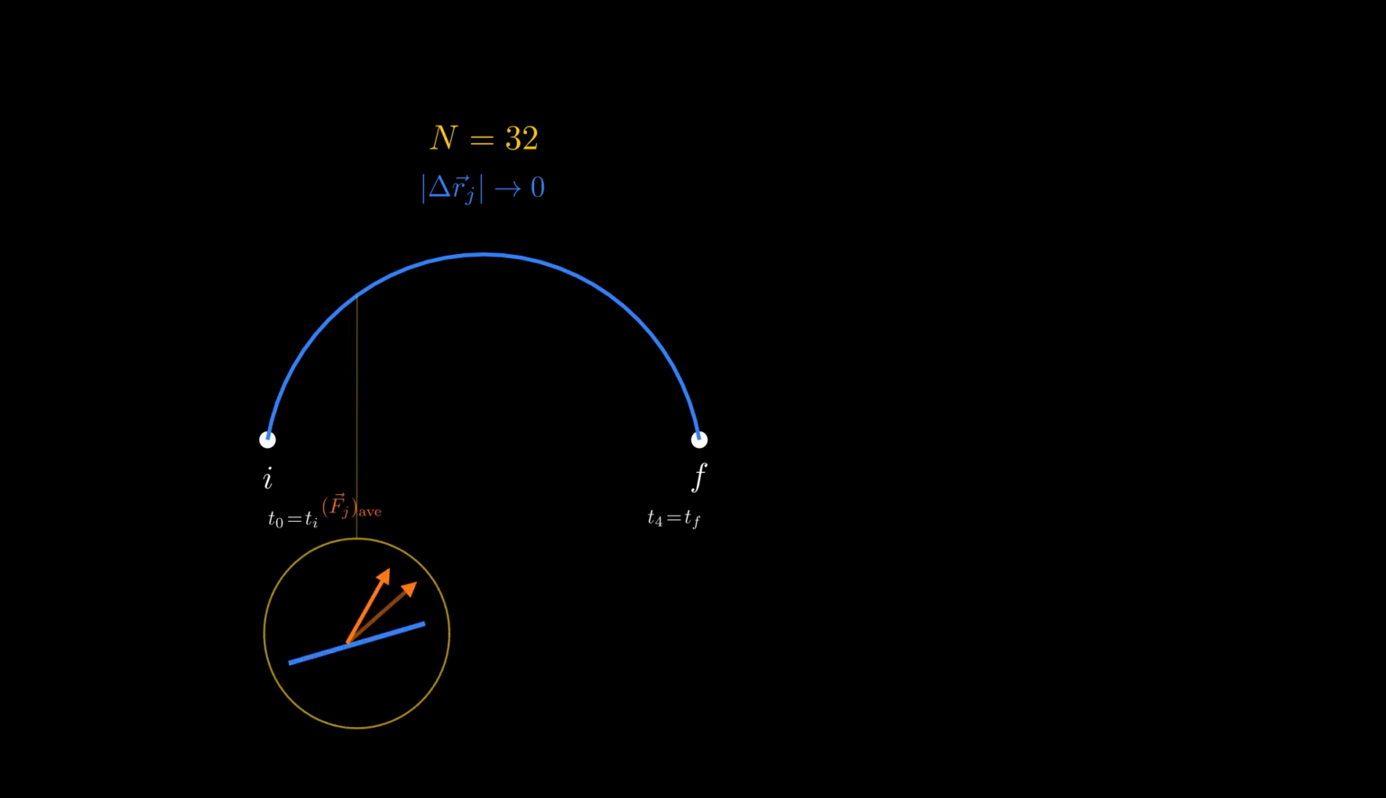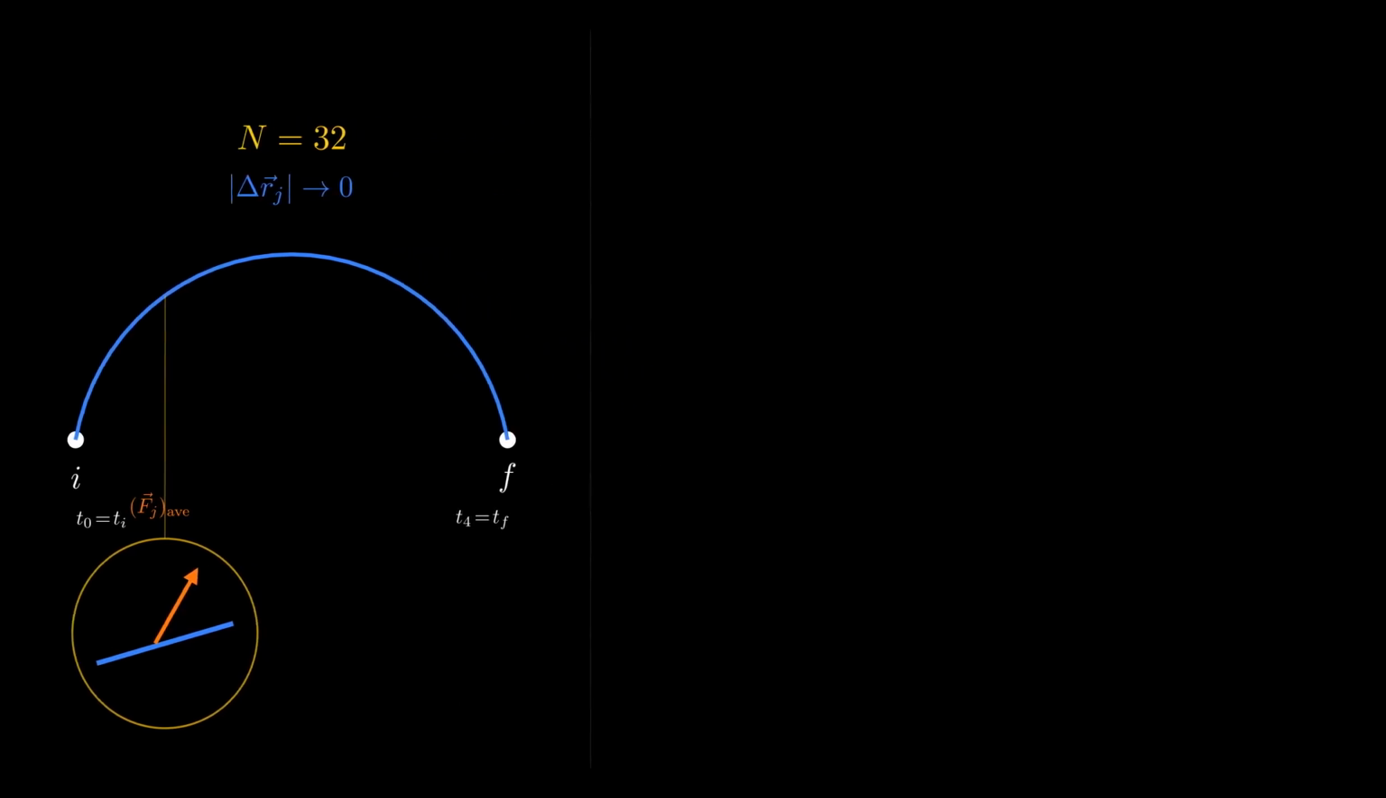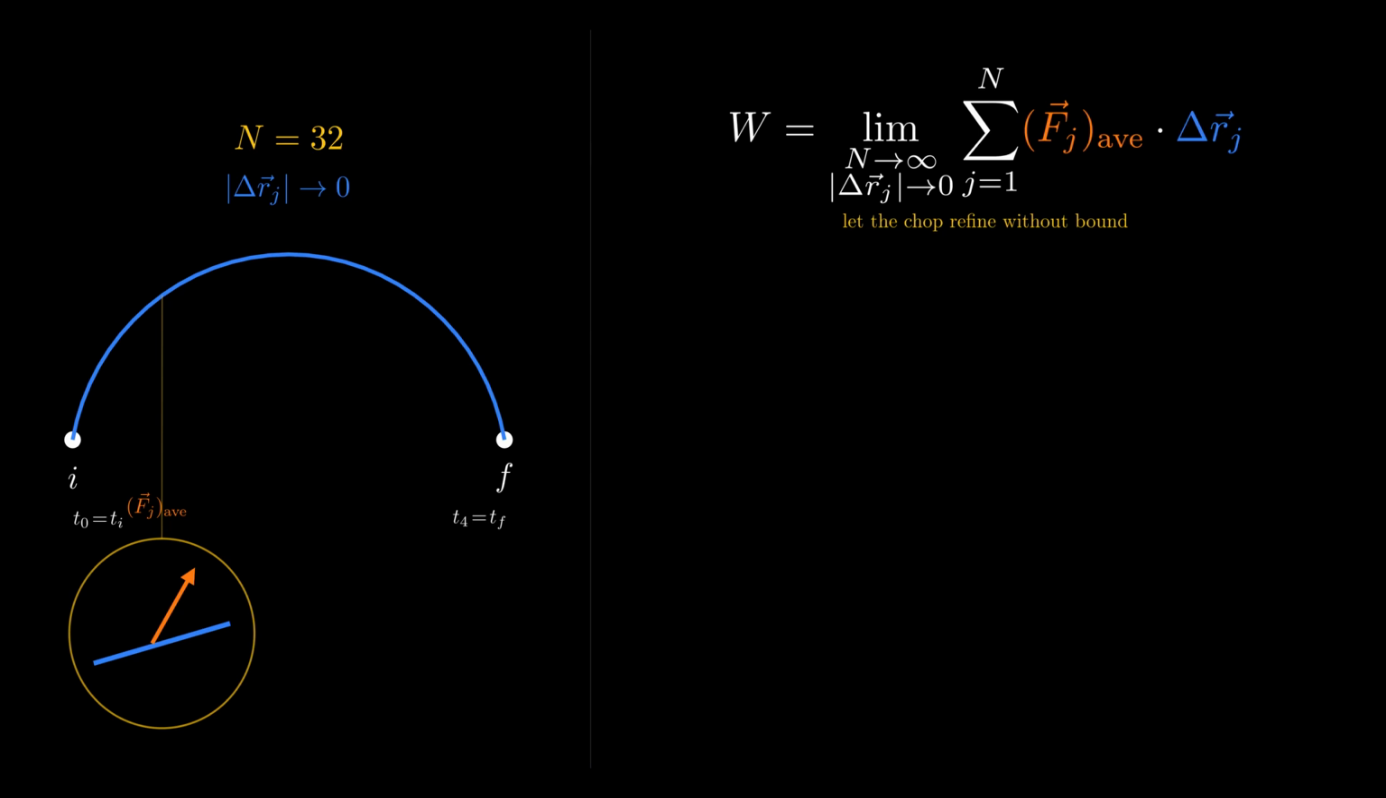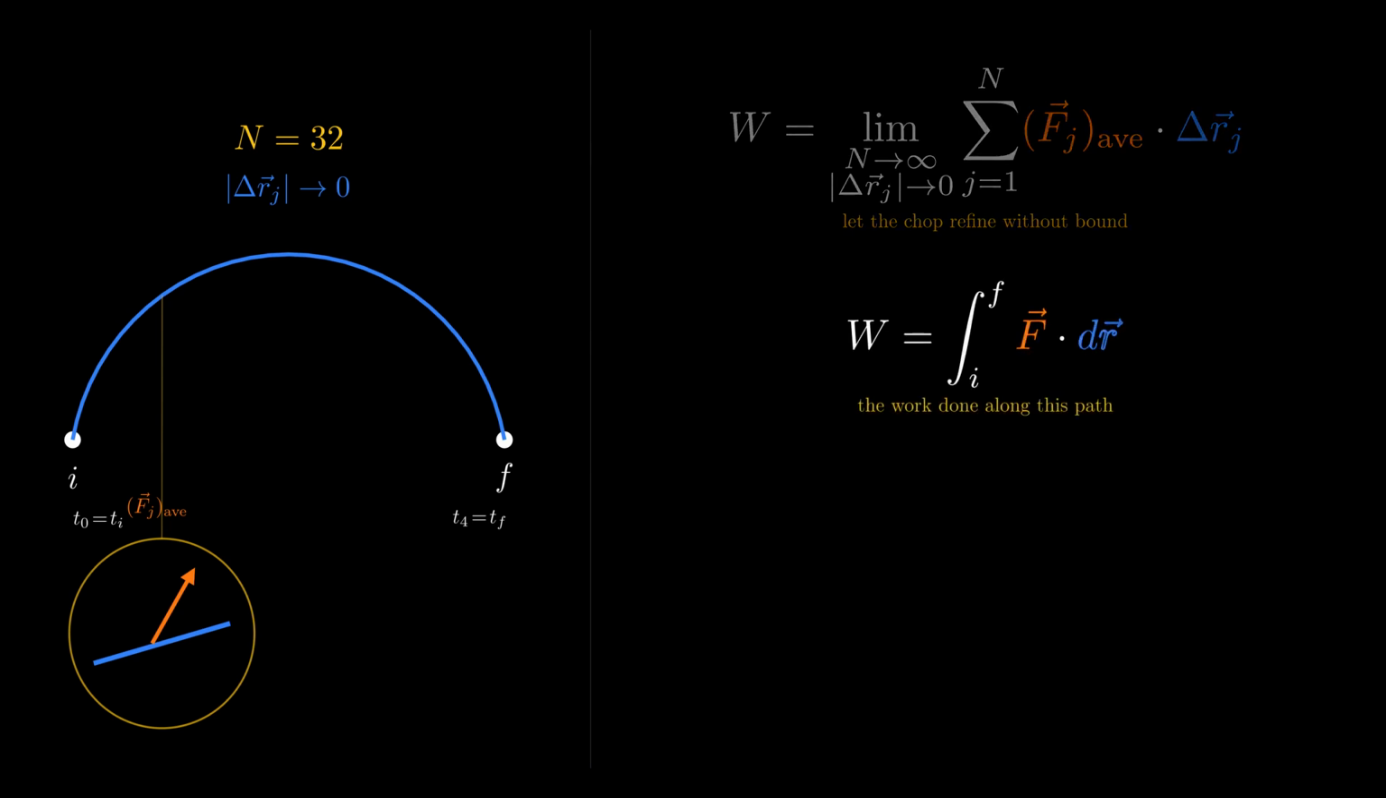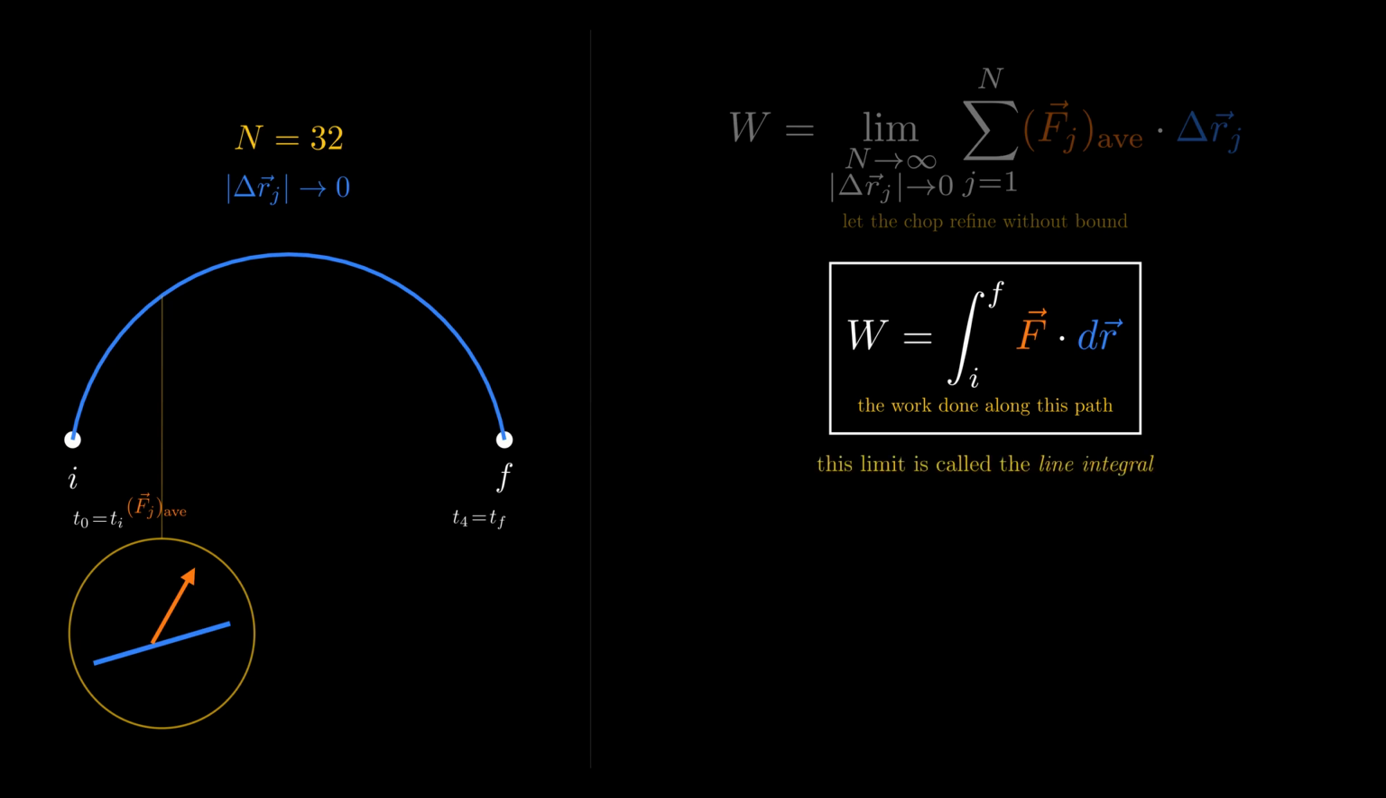The sum W sub n still depends on how we chop the path. A coarse chop with long chords cuts corners, so take the limit. Let n go to infinity while the length of every delta r sub j shrinks to 0. The chords hug the curve ever more closely, and the distinction between the average force and the actual force at each point disappears. If this limit exists and is well defined, it is the work done by the force. W equals the integral from i to f of F dot dr.